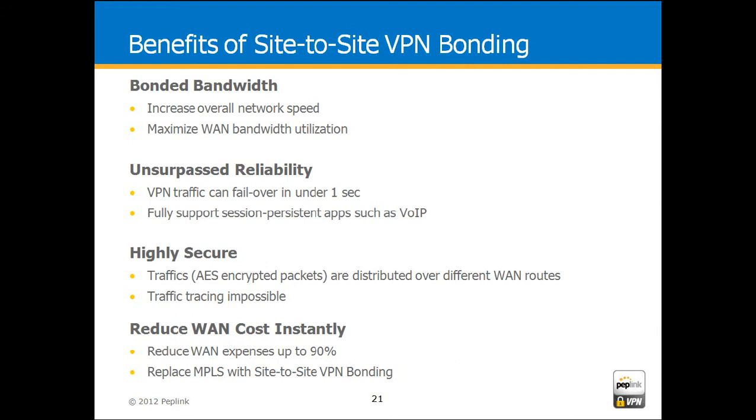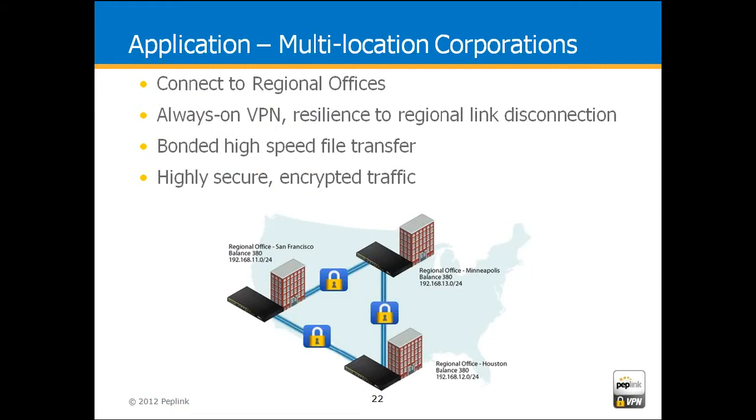Highly secure. Again, all traffic is 256-bit encrypted. And on top of that, it's distributed over different WAN links at the packet level. So any attempt at trying to trace that traffic is literally impossible. You can reduce your WAN costs instantly, reducing WAN expenses up to 90%. Replace MPLS with site-to-site VPN bonding.